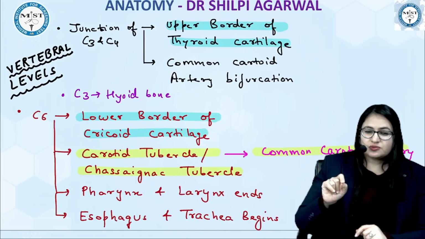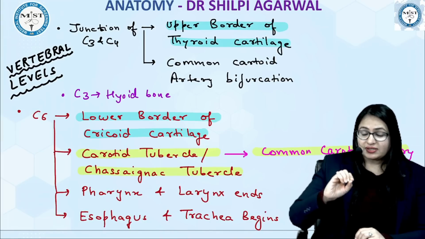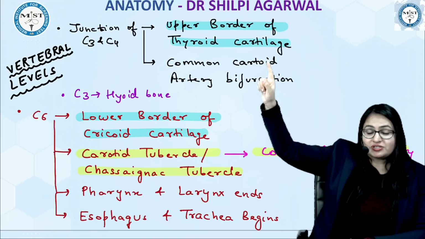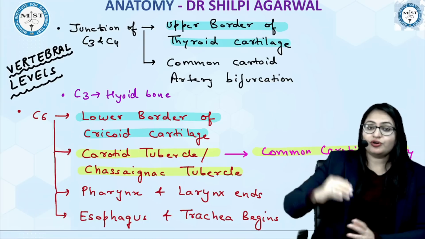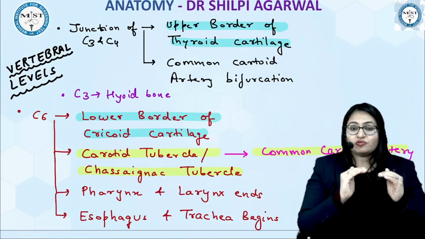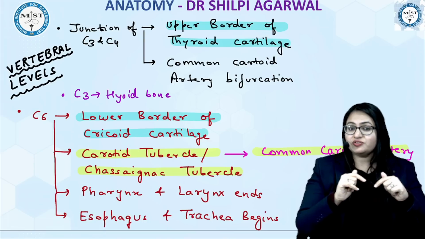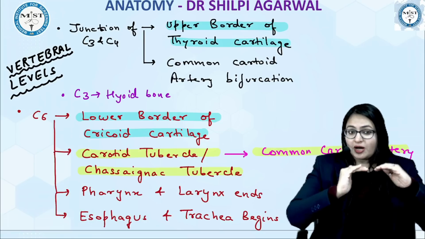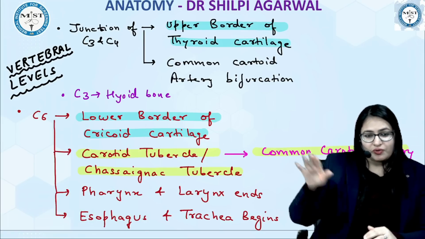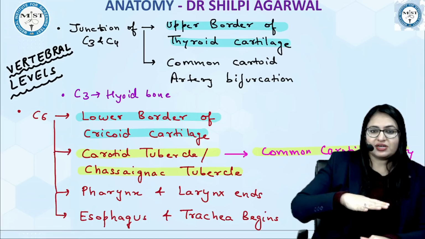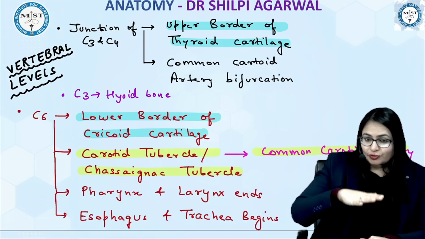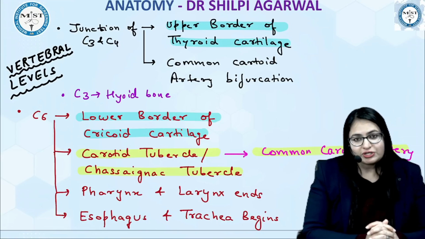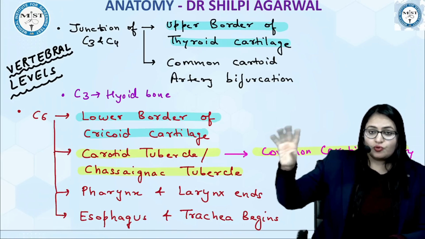So all these landmarks are towards the neck area. And among all these points, the most important is, first of all, you should be able to tell these blue colored areas. Junction of C3 C4 corresponds to the upper border of thyroid cartilage. The C3 C4 is on the upper side, so which cartilage do we choose? Thyroid, which is on the upper side. I'm saying everything upper, so upper border of thyroid cartilage. When I say C6, you say it is towards the lower side. So the lower cartilage is cricoid cartilage, and it is the lower border of cricoid cartilage. These 2 points are very important.